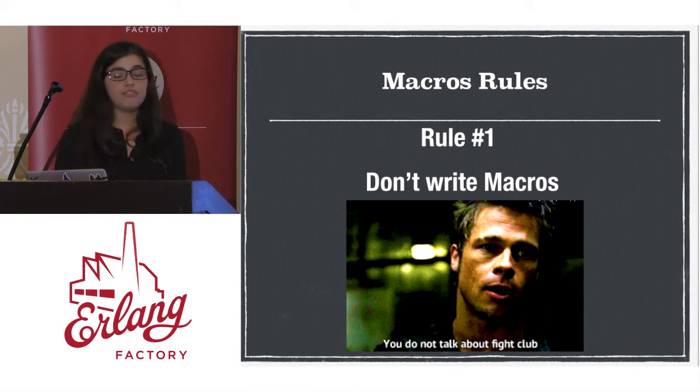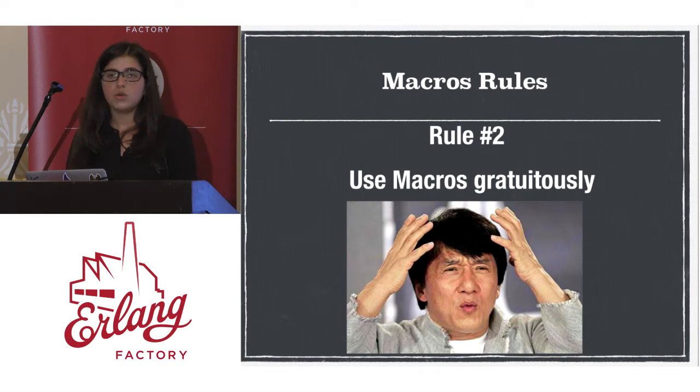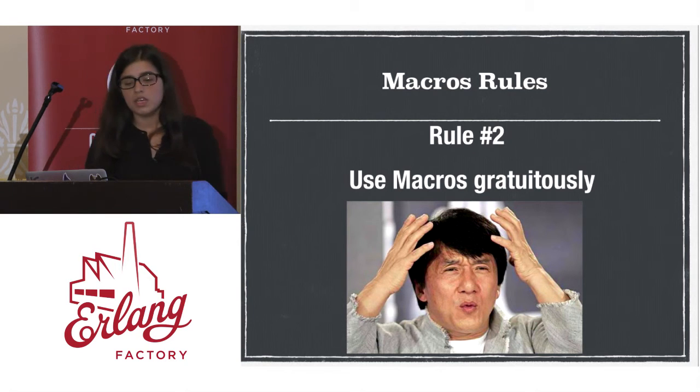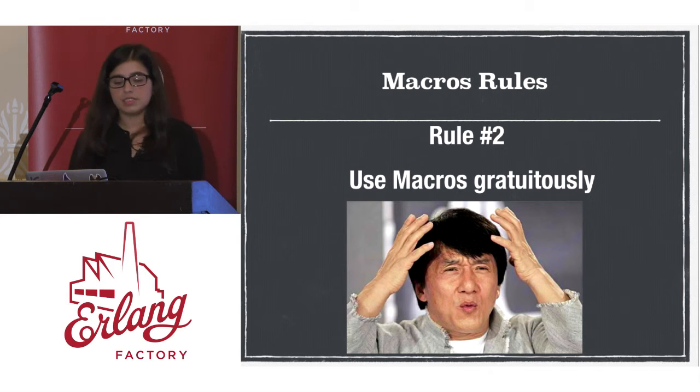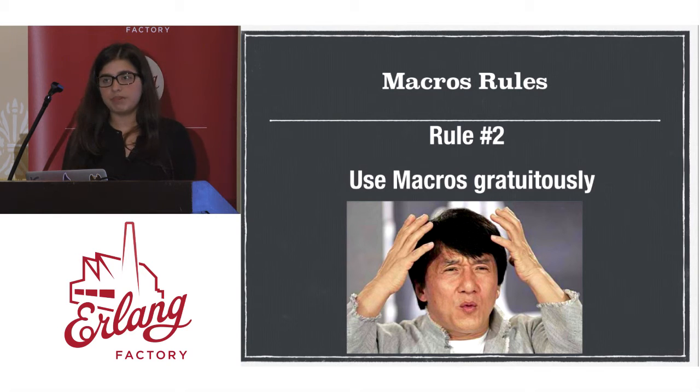So for the second rule of macros, we have: use macros gratuitously. So why would the first rule say don't use macros, and the second rule say use them like they're free? If you think about it, maybe the rule in Fight Club about not talking about Fight Club was about learning how to break rules. So after you've learned how to use the macro system, you don't have to be afraid to use them and learn more about it. And also, macros can be used to save time and share functionality in a fun and productive way.